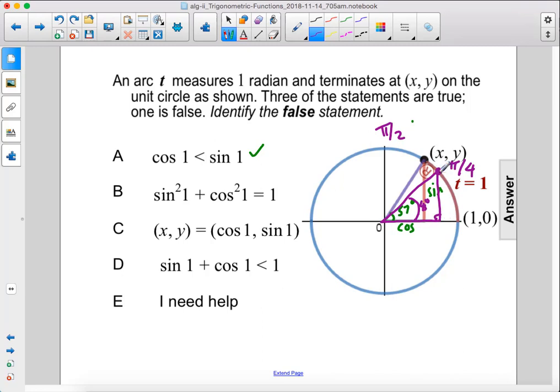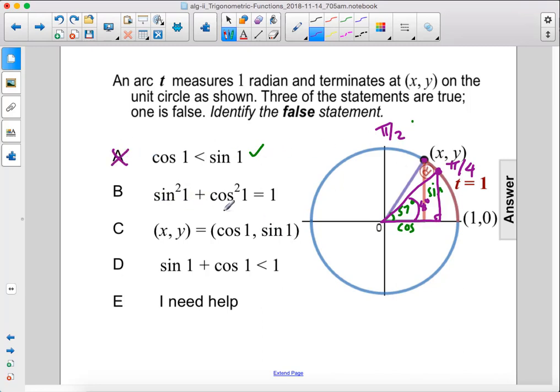Therefore, if you compare this point to this point, when the angle is about 57 degrees, you can see that this line here, the sine line, is longer than here, and there is where it was equal to cosine. Therefore, we know this line is now longer than the cosine line. So this is true, and we can eliminate A.